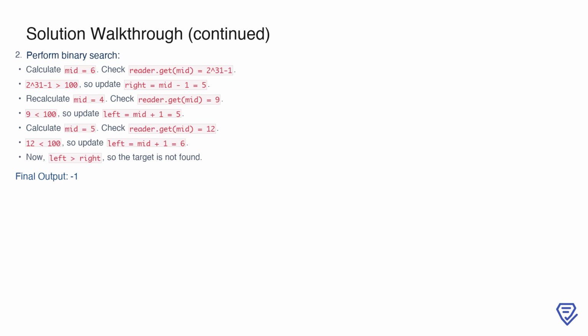Calculating the midpoint again, mid equals 5, and reader.get(mid) returns 12. Since 12 is still less than 100, we update left to mid+1, which becomes 6. At this point, left is greater than right, which means the target is not found in the array. Therefore, we return -1 as the final output.